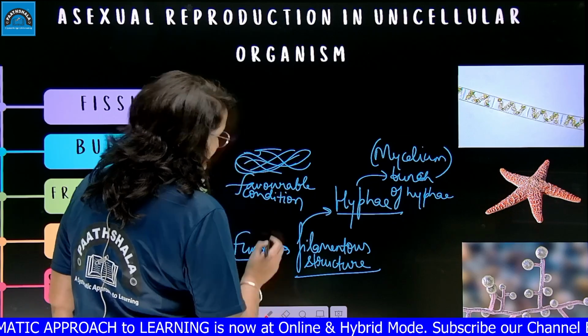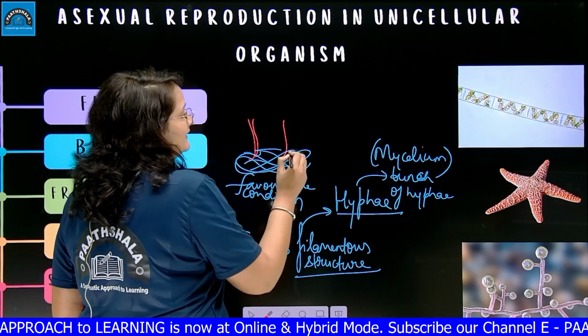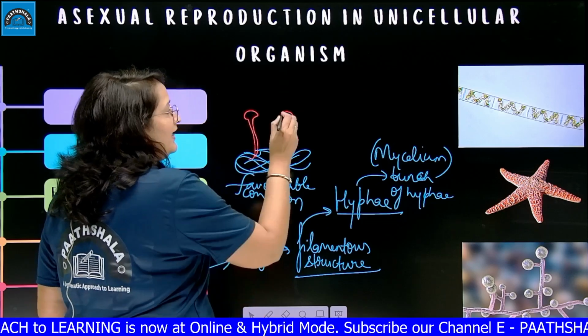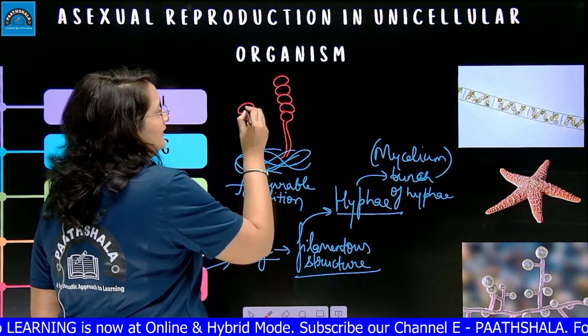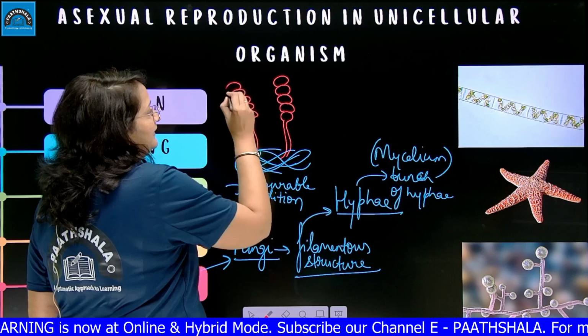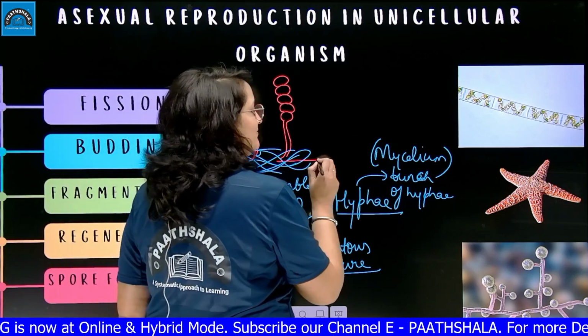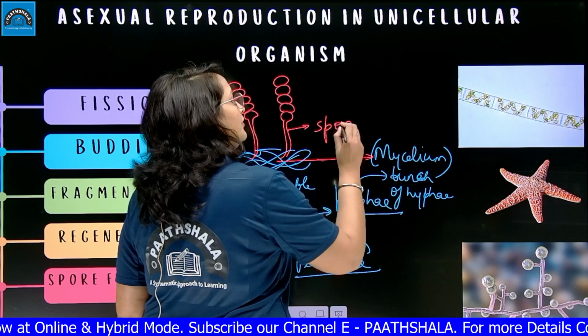a stalk-like structure develops like this. It will have a round head, a bag-like structure, and on that there will be multiple round structures, right? Like this. So this thread is actually the mycelium. This is called the sporangiophore.